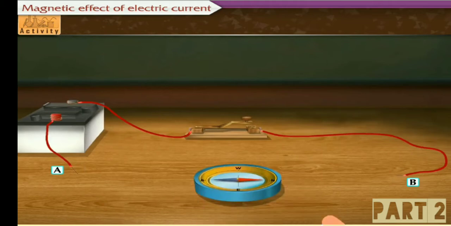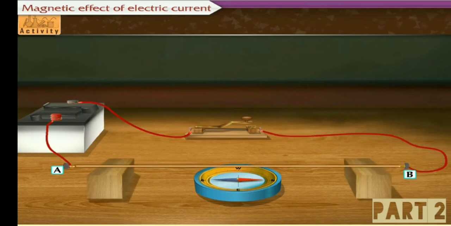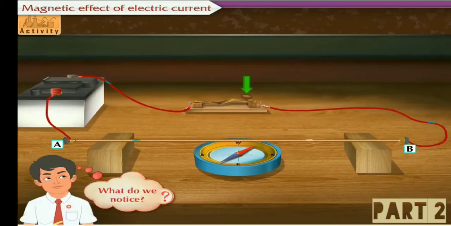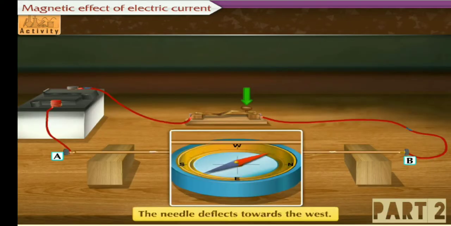Let us place the compass between these points. Now, connect the straight copper wire between points A and B in such a way that it is parallel to the compass needle resting in north-south direction. Close the switch and observe the direction of the needle. What do we notice? We see that the needle deflects towards the west.